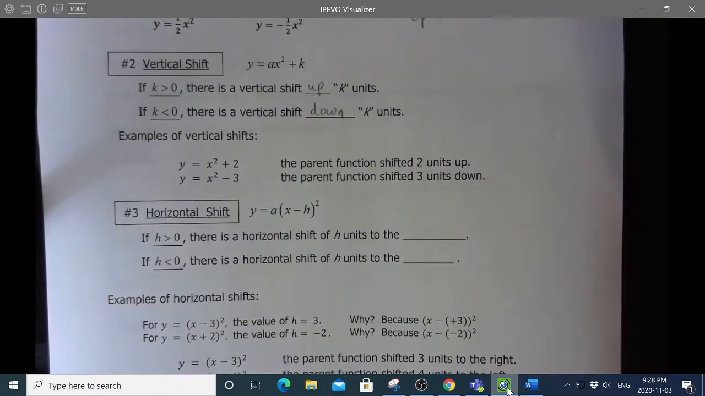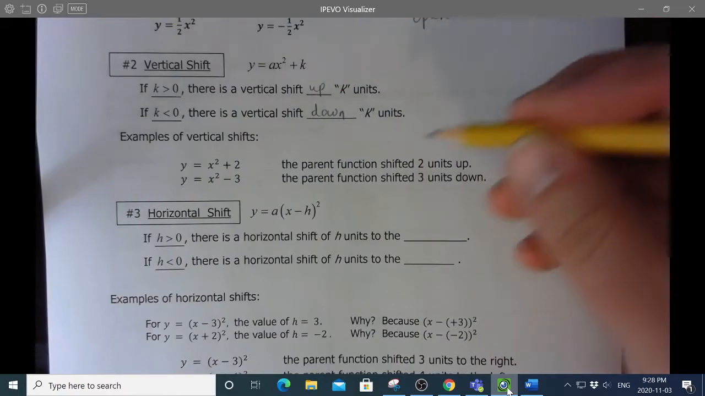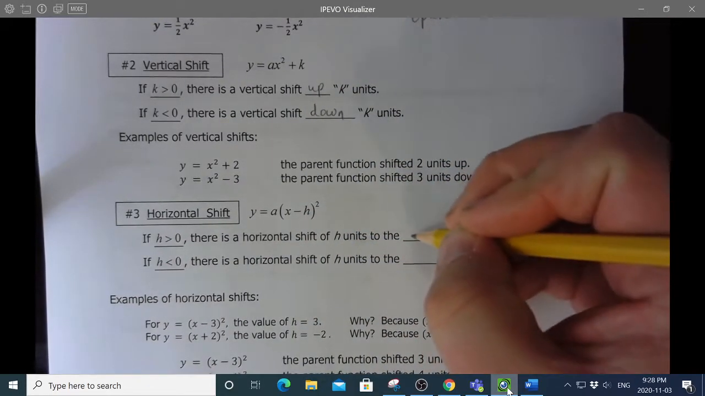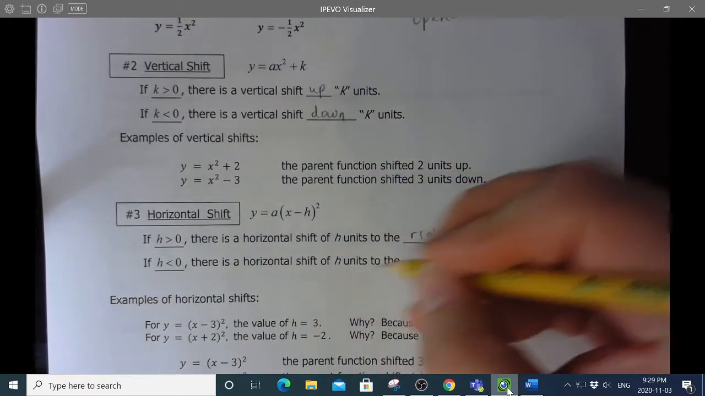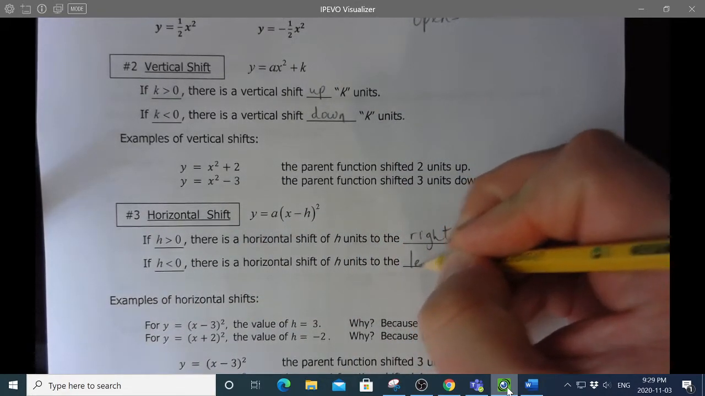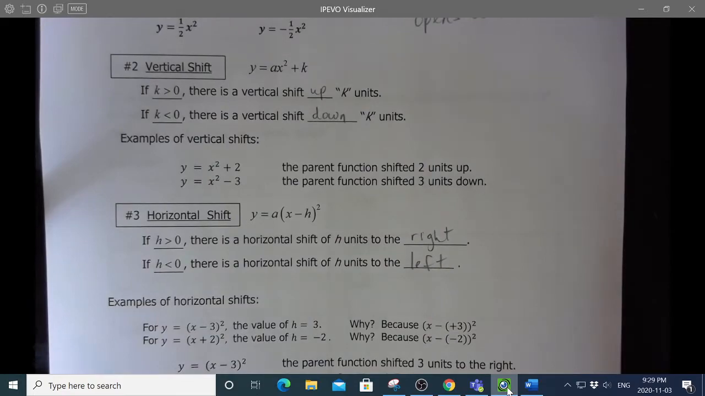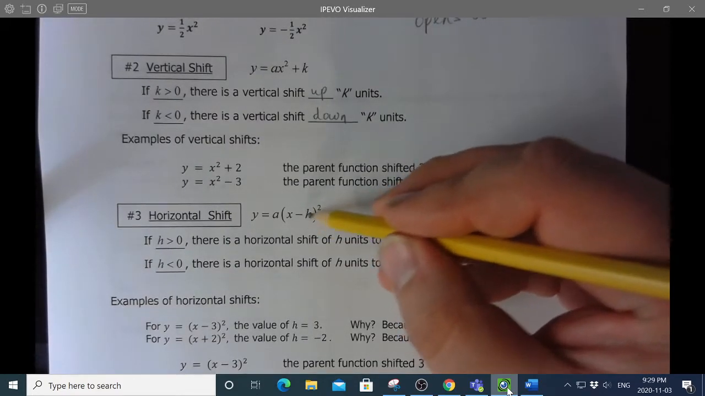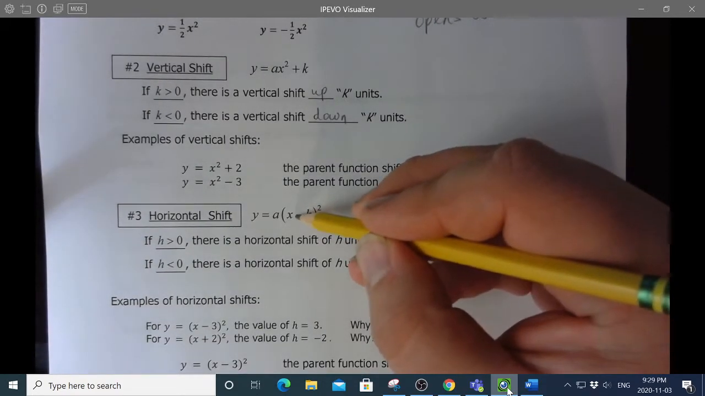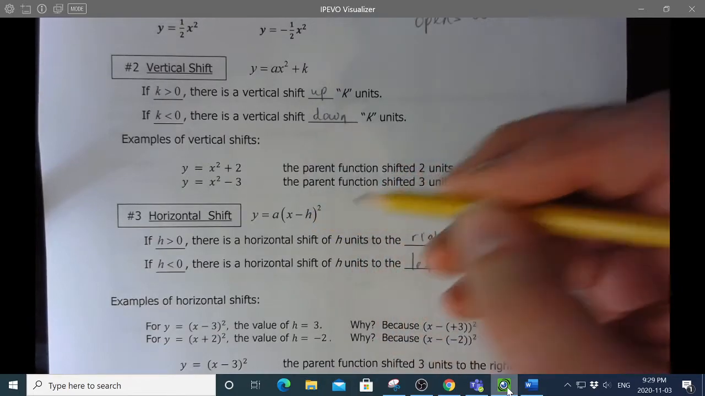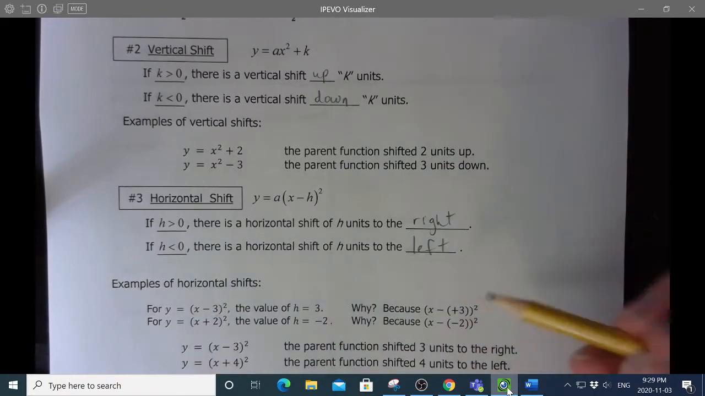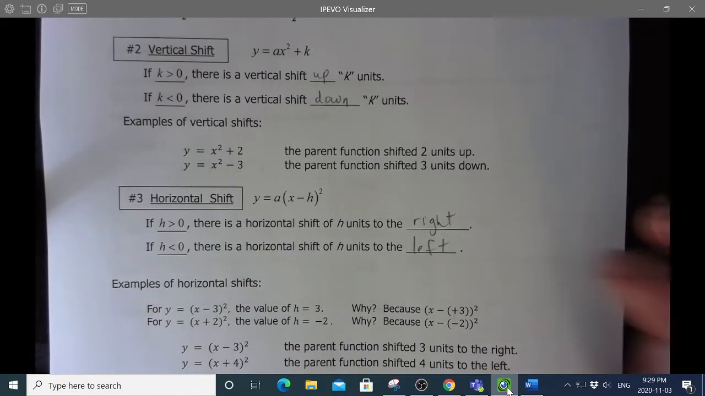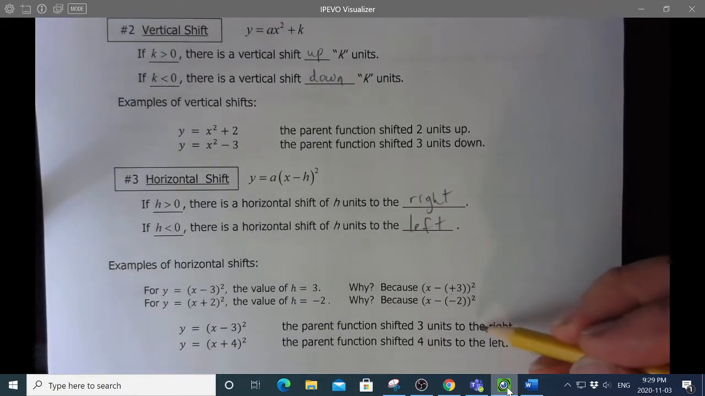For horizontal shift, if h is greater than 0, there is a horizontal shift of h units to the right. And if h is less than 0, there is a horizontal shift of h units to the left. But watch out for what this h number actually means. Remember, this negative, or this subtract, is not part of what the number h is. So for example, x minus 3 squared, don't think of this as a negative 3. Think of it as minus a positive 3. So in fact, that's shifting to the right.